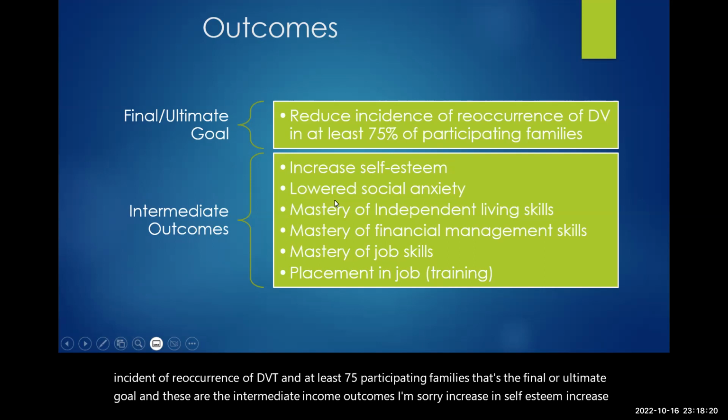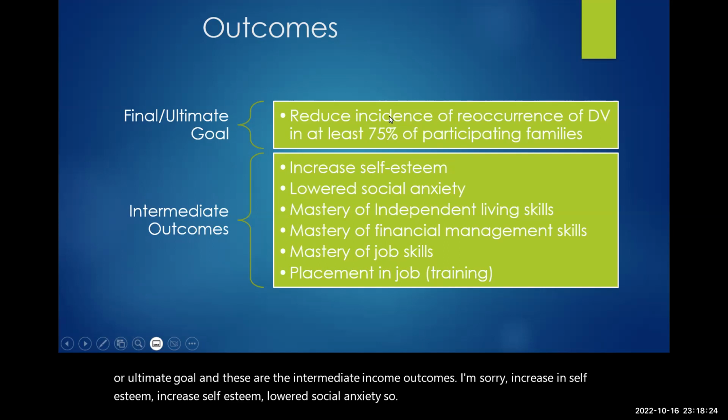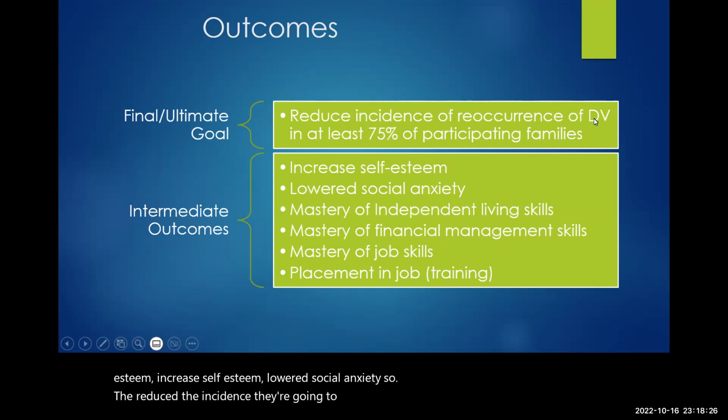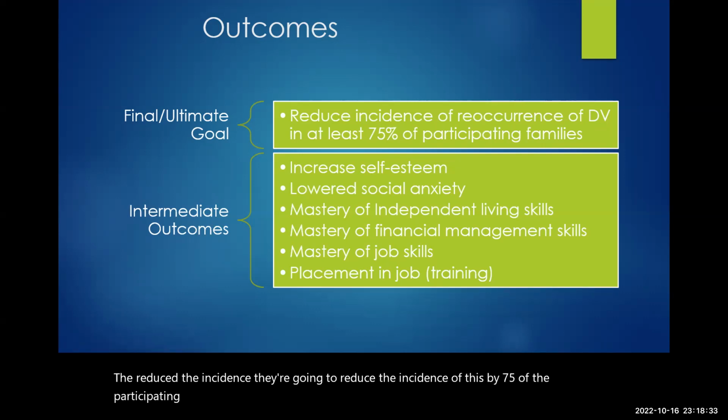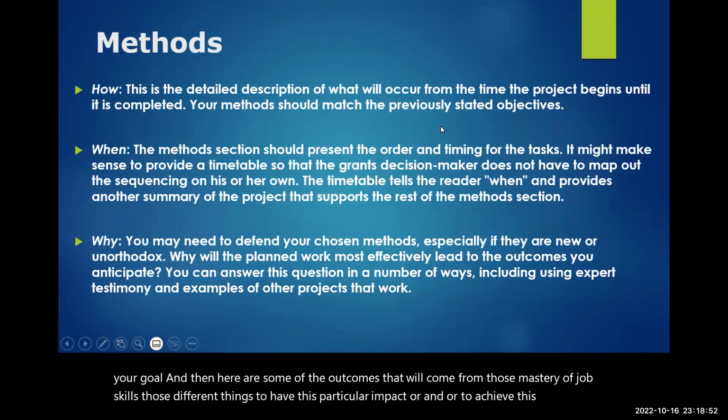self-esteem, lowered social anxiety. So they're going to reduce the incidence of this by 75% of the participating families. So that's your long-term outcome, or your long-term goal, and it can be used as your goal. And then here are some of the outcomes that will come from those: mastery of job skills, those different things to have this particular impact, or to achieve this goal.